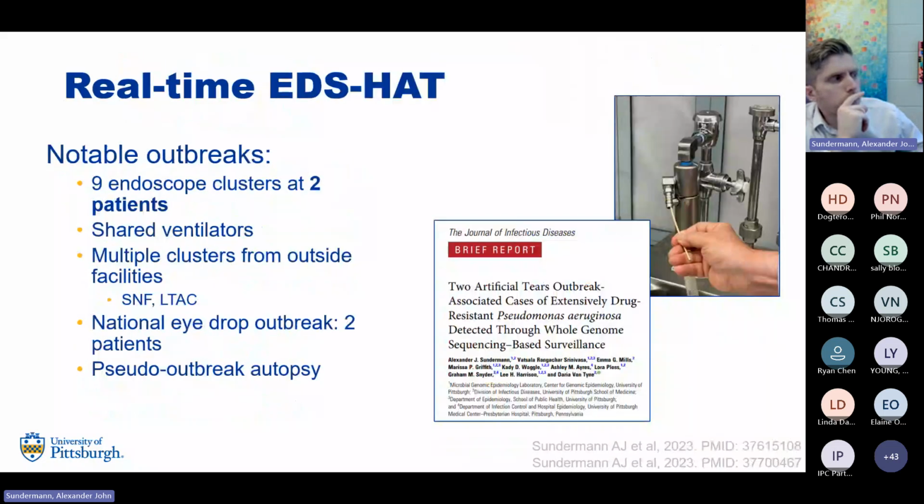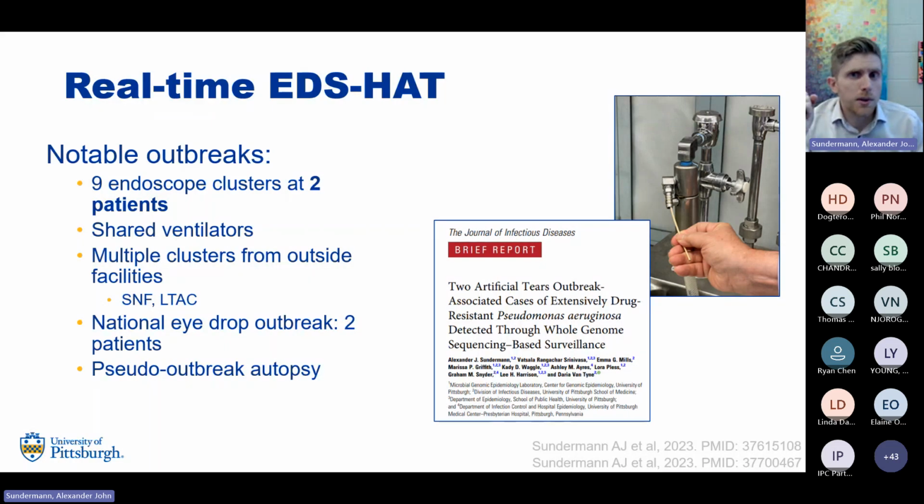So what were some of the interesting outbreaks? We had 9 endoscope clusters at 2 patients. I highlight 2 patients because typically at our center and other centers across the world as well, we used to see endoscope outbreaks even go undetected until 10, 20 plus patients. Here we have 2 patients, the exact same bacteria, the exact same endoscope was used on them. We immediately remove the scope, that outbreak stops, whereas we used to see the outbreaks grow much, much bigger.